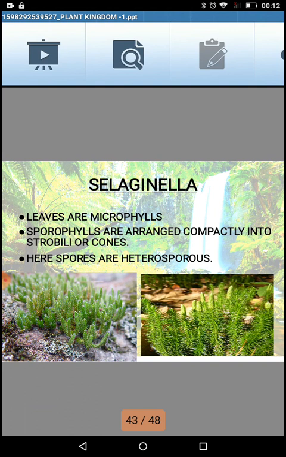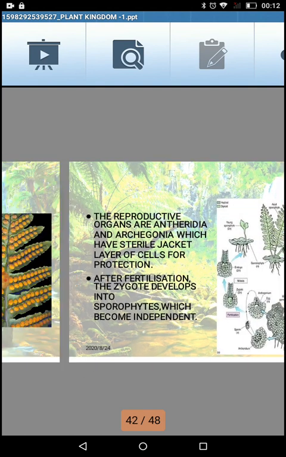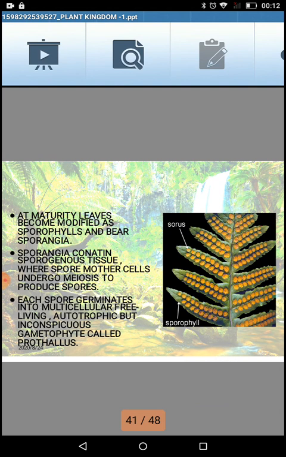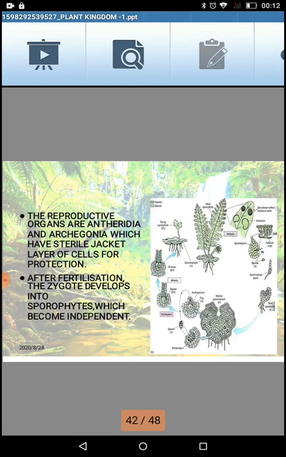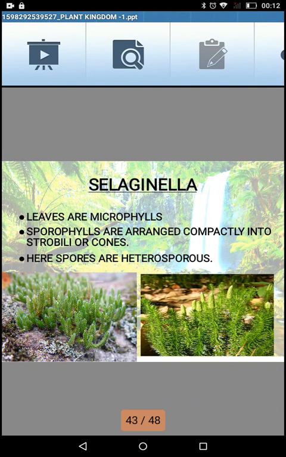Again, reverting back to the previous slides. Here you get the sporophylls, where the leaves are being converted into sporophylls. Behind the leaves, you will get the presence of sporangia. But when we talk about Selaginella, you can see the cone-like structures present at the top, something very similar to gymnosperms, which is the next category after the pteridophytes. So the sporophylls are arranged in the form of small cones or strobili.